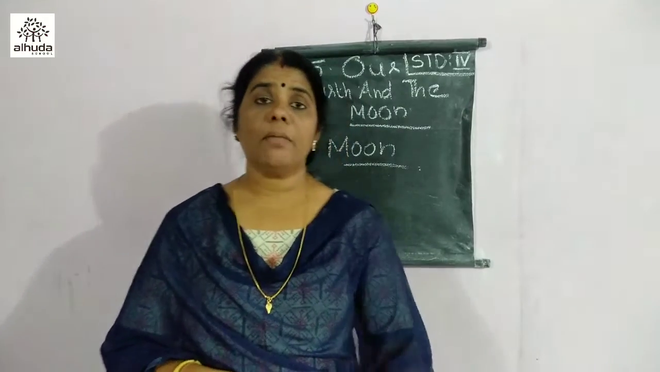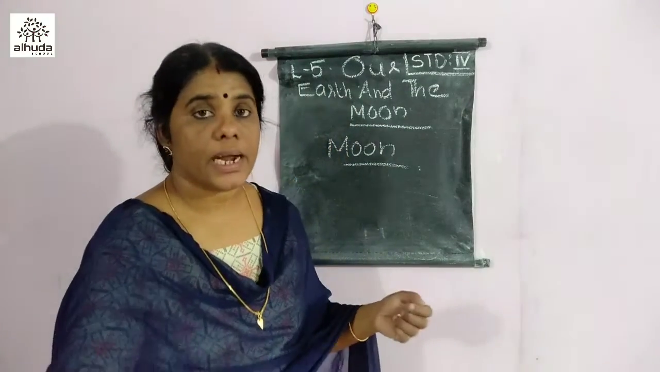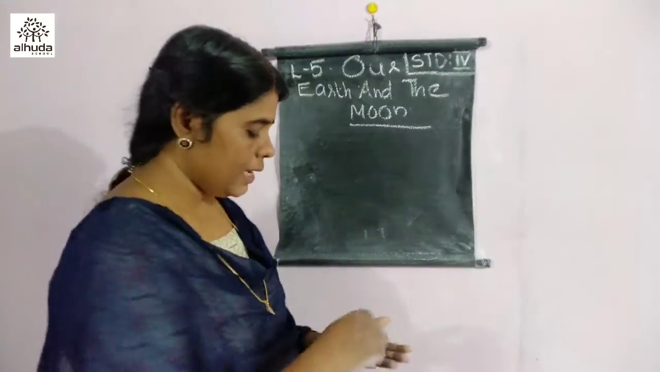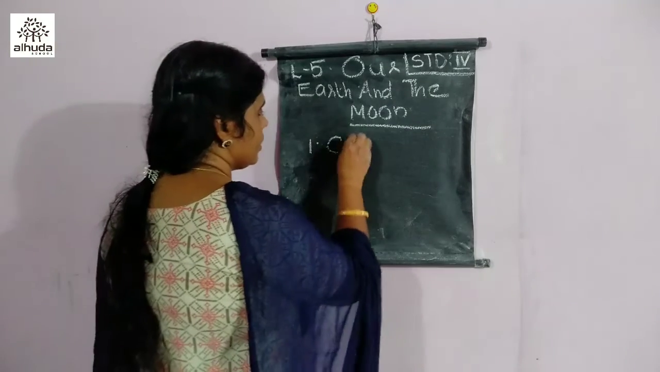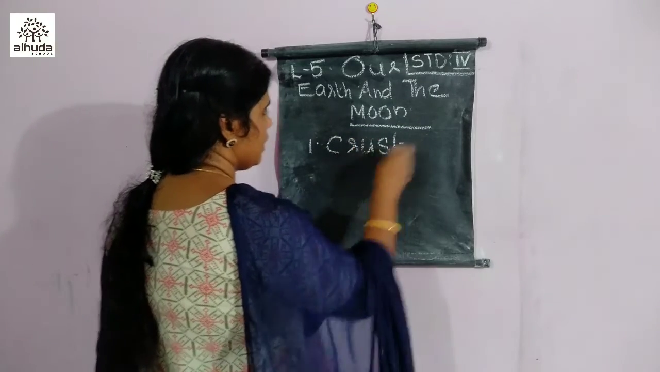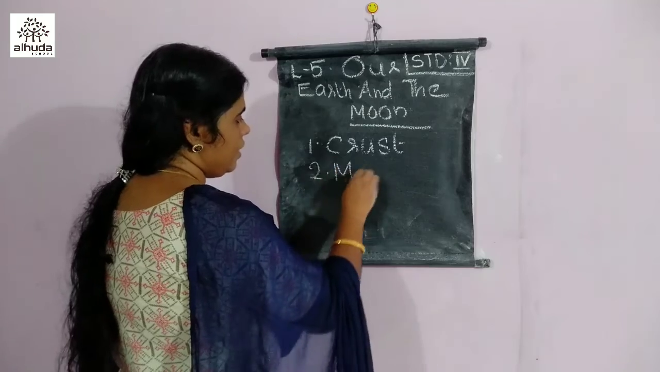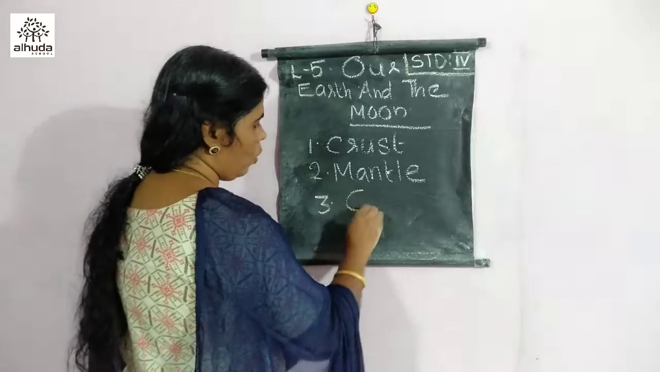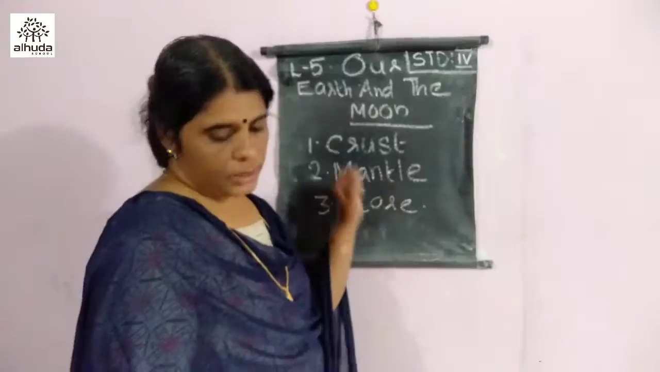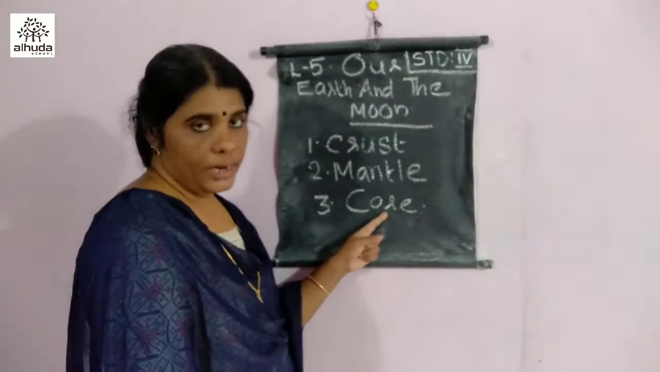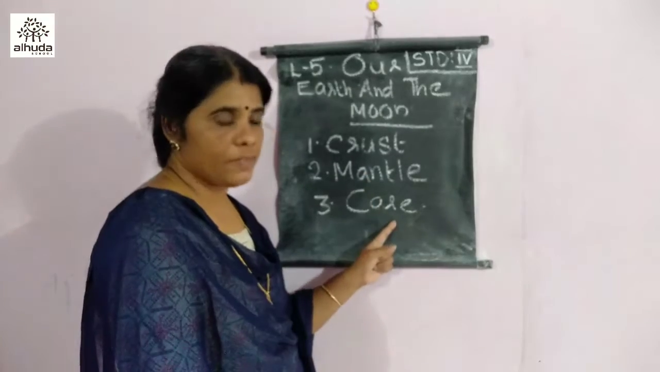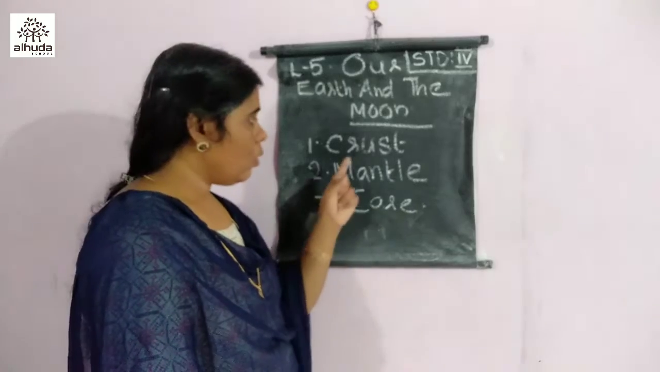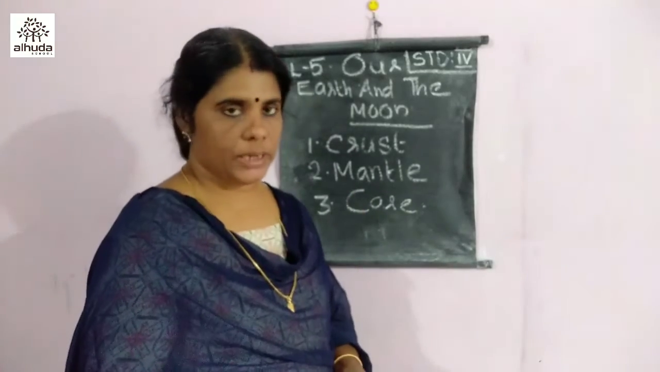Earth has three main layers. Which are they? They are crust, C-R-U-S-T, mantle, M-A-N-T-L-E, and third, core, C-O-R-E. These three parts our Earth has, which are the crust, mantle, and the core. What is crust? That we are going to study now.